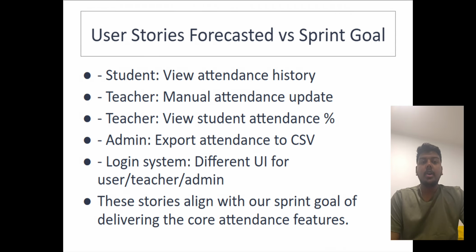For Sprint 1, our goal was to deliver a working base of the LecIN platform. We forecasted user stories that focused on login for different roles, viewing attendance, allowing teachers to mark attendance, and enabling admins to export data. All of these support our goals of having core functionality across student, teacher, and admin roles. While we started late, we still managed to complete most of what we committed to and kept our focus aligned with the goal throughout the sprint.